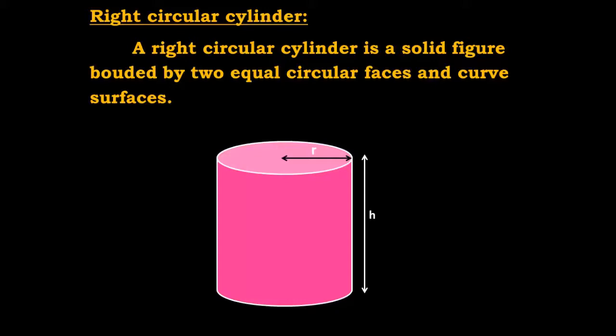For right circular cylinder, again we have to study dimensions. One surface is curved. For curved surface area, we have to consider height, and two surfaces are plane. Whenever there is a circle, one dimension is radius. So for right circular cylinder, student, dimensions are R and H. Both the circular surfaces are same, so radius will remain same.